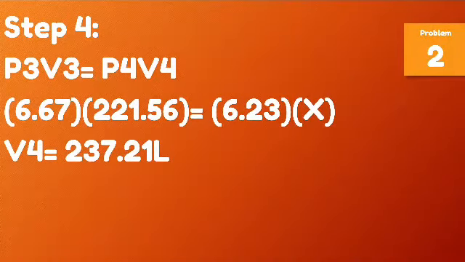To find the V4, let us use the formula P3 times V3 equals P4 times V4. And let us substitute all the given. 6.67 times 221.56 is equal to 6.23 times X. And it is equal to 237.21 liters.